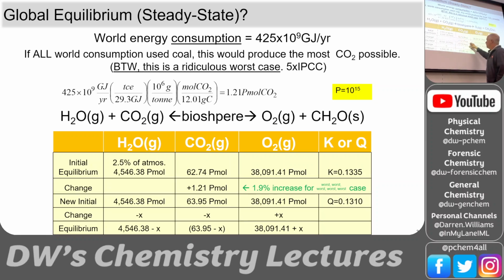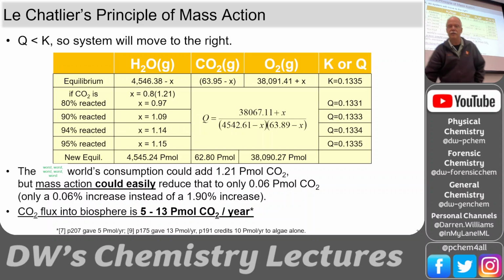And so this would be the change that we would introduce. It's a 1.9% increase. So this is our new initial. We do the equilibrium, minus x, plus x. And let's not assume that x is small. Let's leave the x in there and do this numerically. We didn't teach you how to do the numerical one in the freshman level because it requires a spreadsheet. You didn't know how to use spreadsheets, but we know how to use spreadsheets. So we'll leave the x's in there. And then this is the equilibrium piece. If x is 0.8% of that change, so x would be 0.97, Q is 0.1331, it's not equal to K, so we're not back to equilibrium.